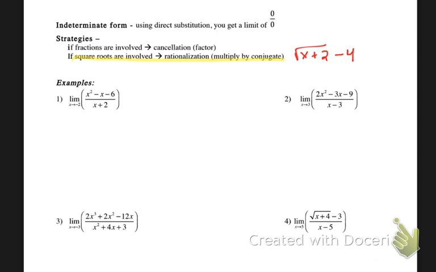So for example, if we have square root of x plus 2 minus 4, this minus sign is the sign that would change. So the conjugate would still be square root of x plus 2, but then it would be plus 4. So make sure that you're not changing those signs within the square root. You're changing these signs between the two terms.